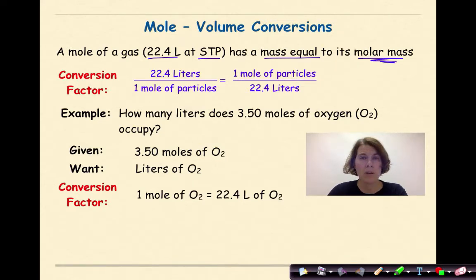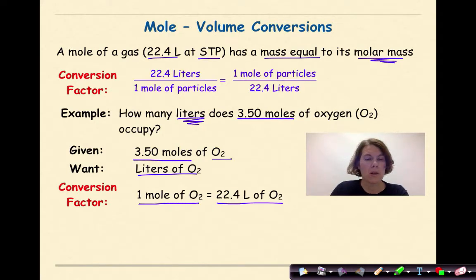So the conversion factor that we're going to be using is 22.4 liters is equal to 1 mole of particles, or 1 mole of particles is equal to 22.4 liters. One of those two conversion factors. So the example is, how many liters does 3.5 moles of oxygen occupy? So our given is 3.5 moles of O2. What we want is liters of O2, and our conversion factor is 1 mole of O2 will always equal 22.4 liters of O2. So the first thing that we're going to do is write down our given.